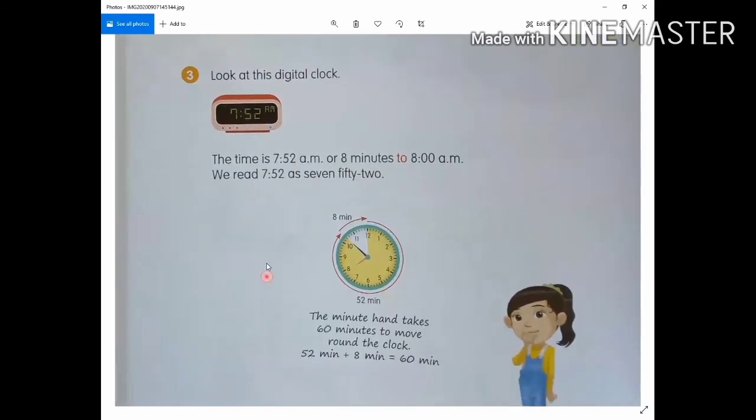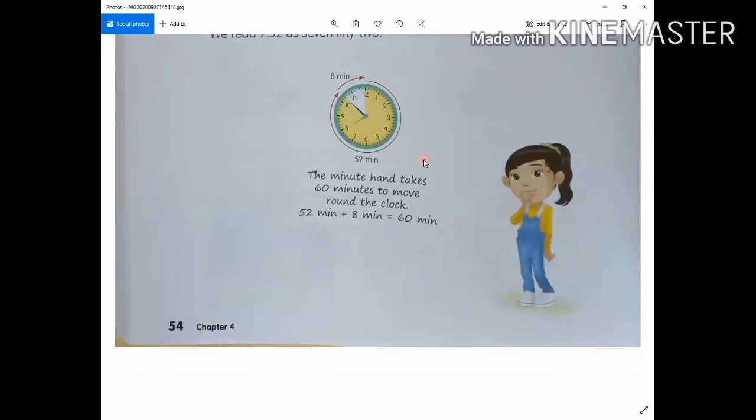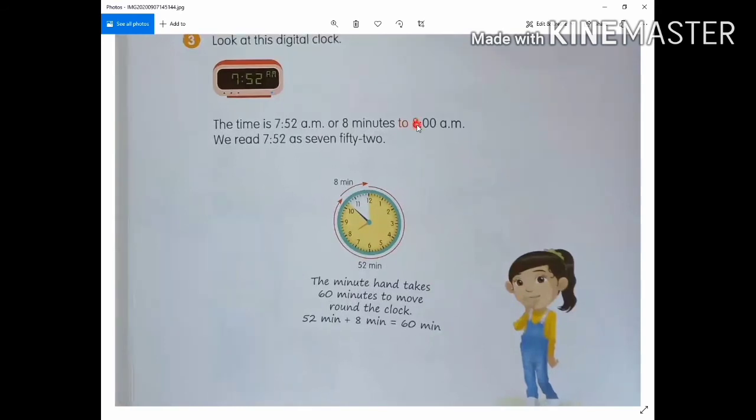Now look at this. How to get 8 minutes to 8? Look at the clock. The minute hand takes 60 minutes to move round the clock. Look at this, 60 minutes, the total of them. So it means to get 60, 52 minutes plus how many minutes? 8 minutes. So it equals 60 minutes. That's why we can say that 8 minutes to 8. Okay, good.